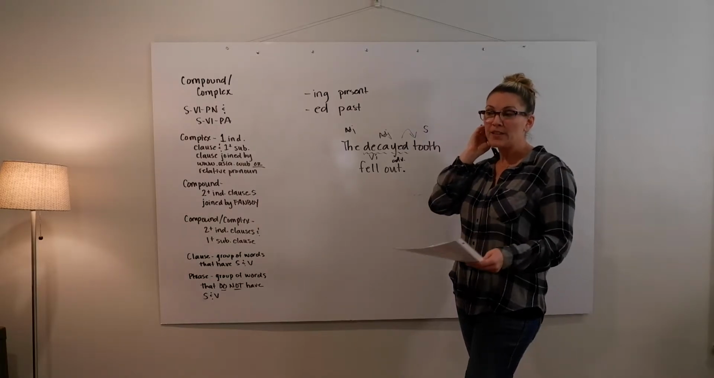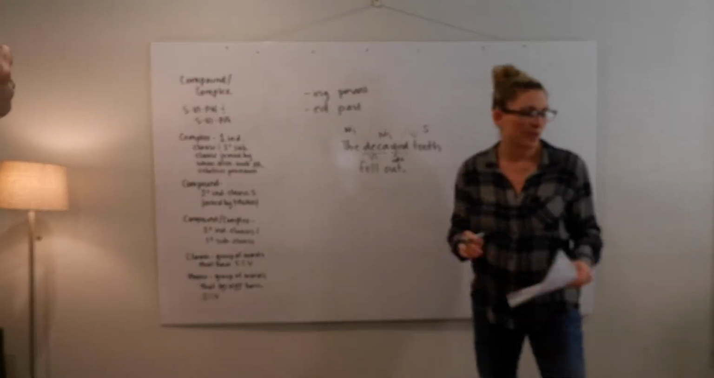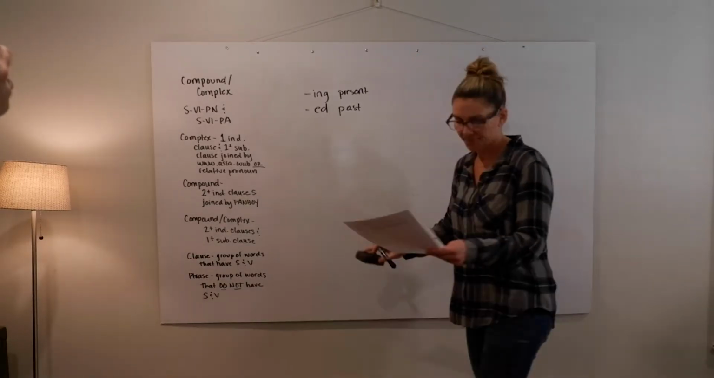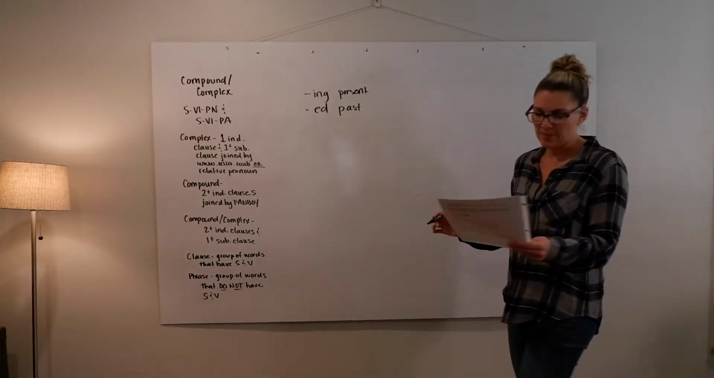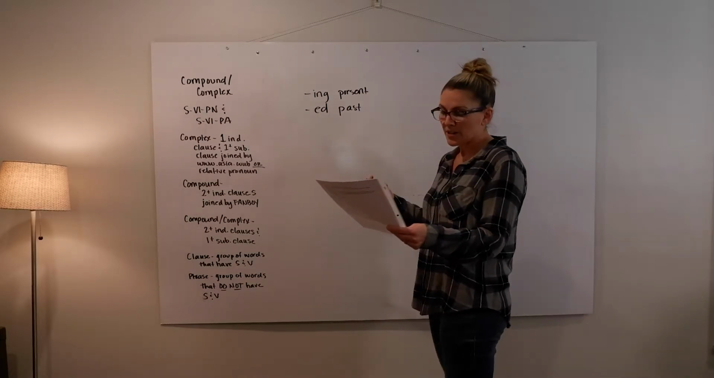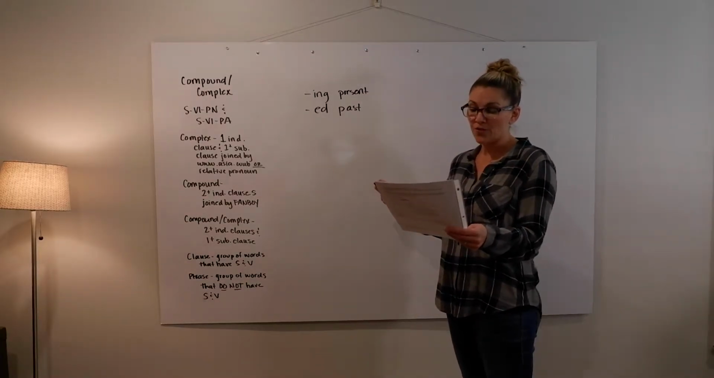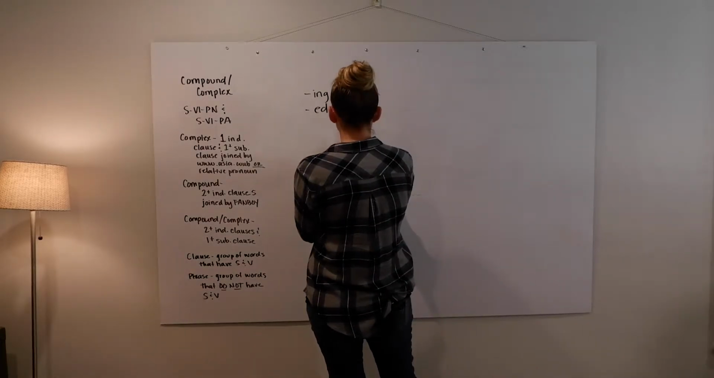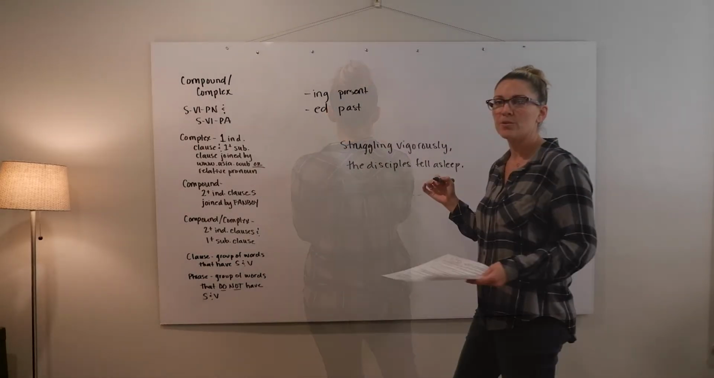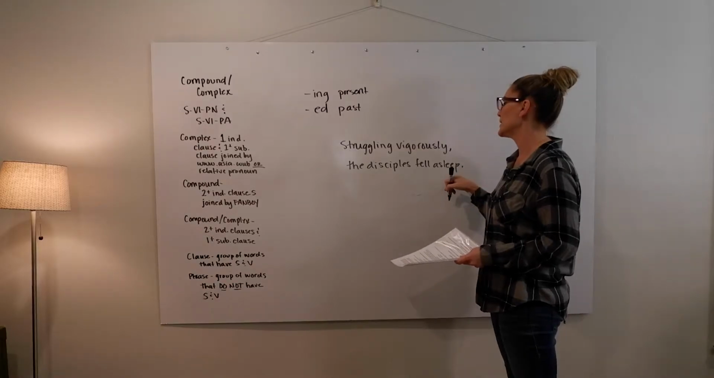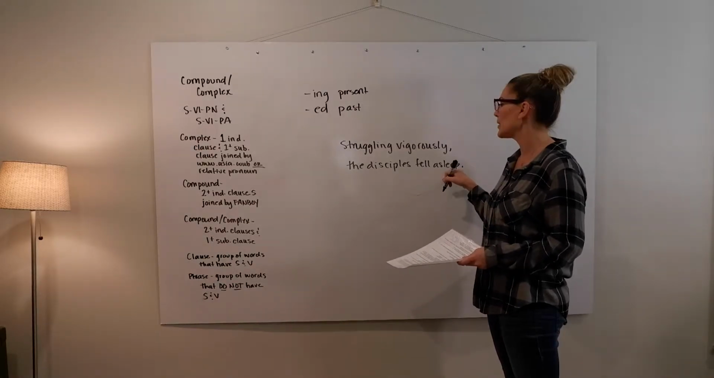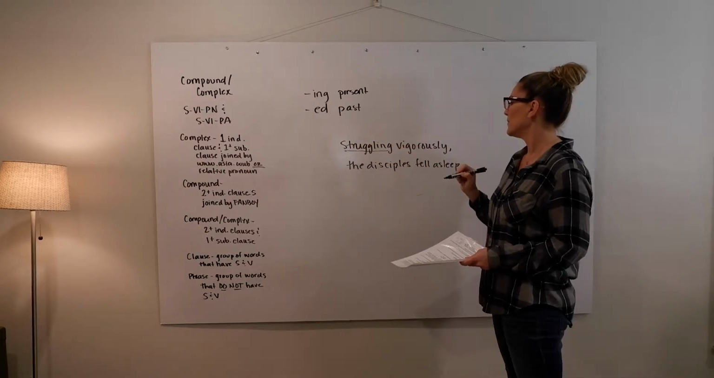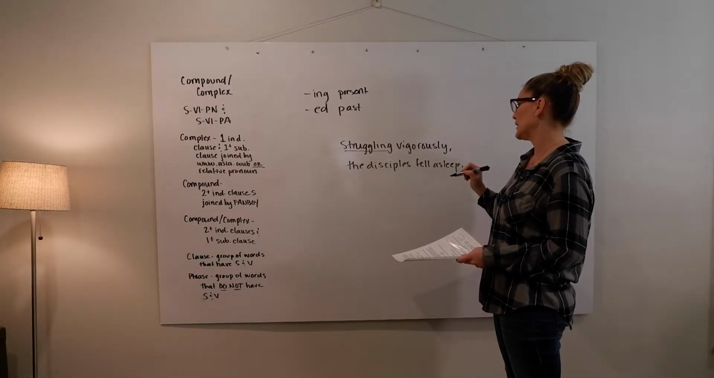Okay, so a few things I just need to mention really quick because they're in the book. They give you 2 examples in there. The participle may often be part of a larger phrase that includes additional modifiers, such as, now I'm not going to go through diagramming every word of the sentence, but you can see here in the book what they're trying to point out. Struggling vigorously, the disciples fell asleep.